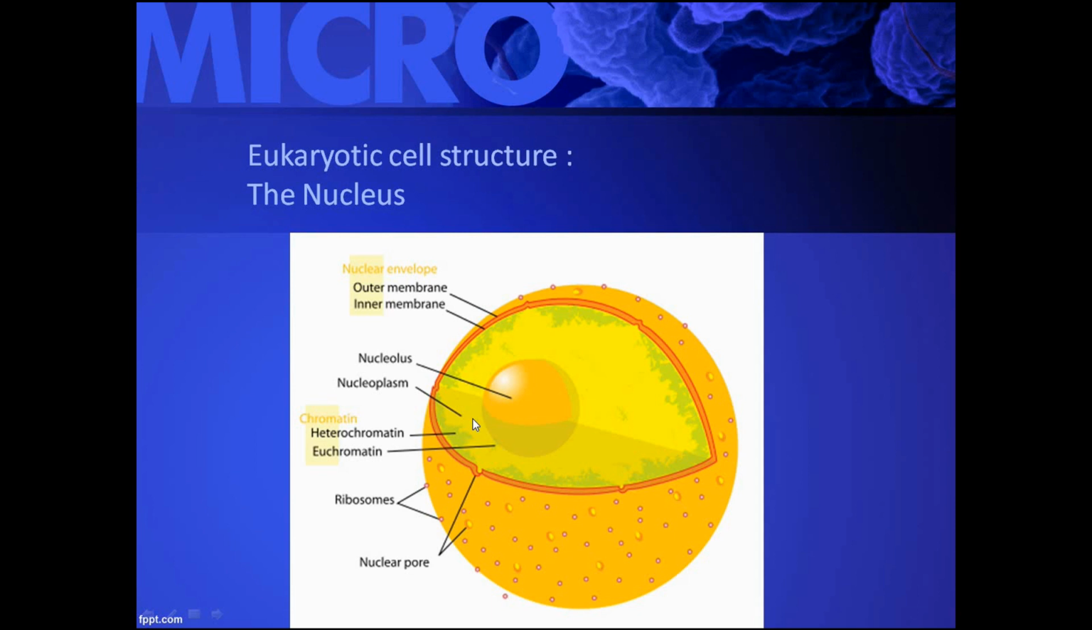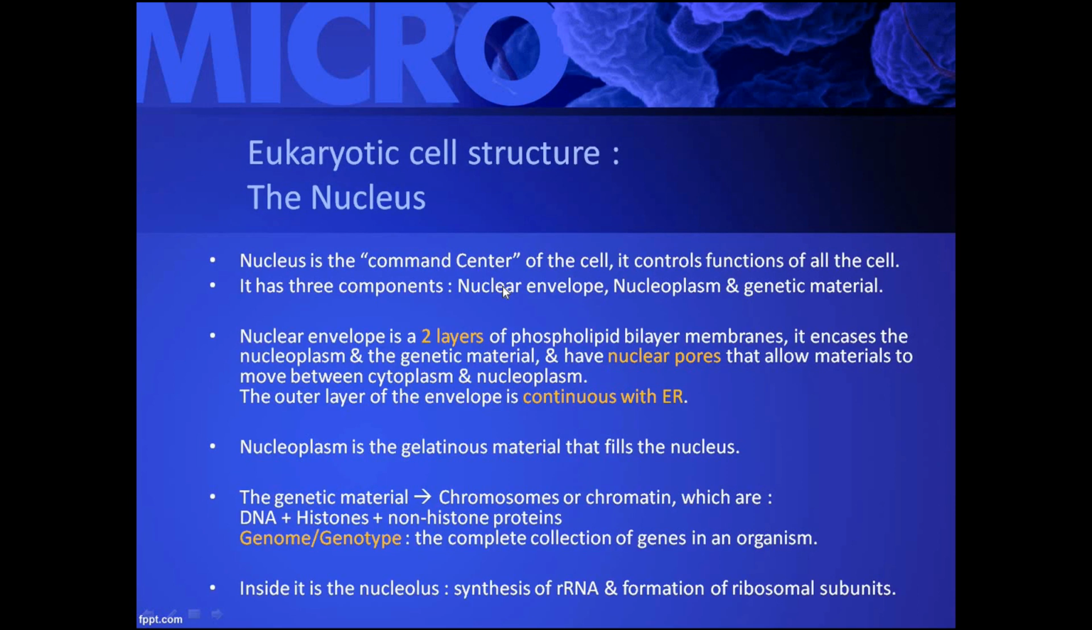So the DNA, histones, and non-histones form the chromatin. Now this chromatin, when the cell wants to divide, is transformed into chromosomes, with the characteristic X shape of the chromosome. So the chromatin and the chromosome both are the genetic material. Okay, the genome or the genotype is the complete collection of genes in an organism.